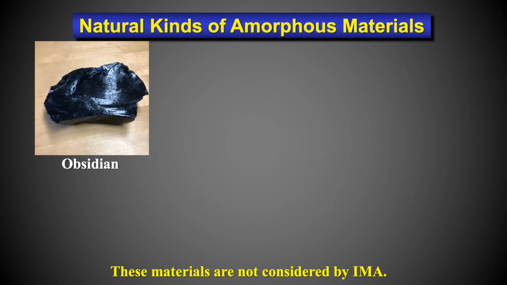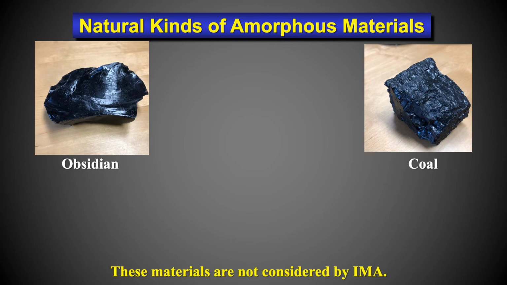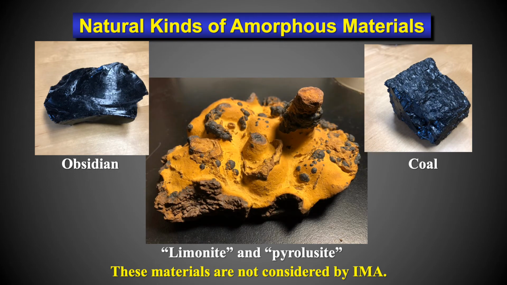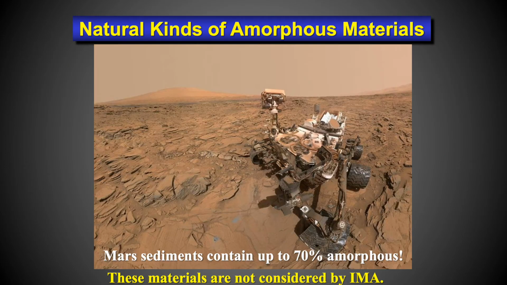And finally, amorphous materials like obsidian and coal, limonite, pyrolusite, these don't have a clearly defined structure or even a composition in some cases, but they're really important. Think about Mars. Curiosity has found some Mars sediments with more than 70% amorphous materials. You can't understand the evolution of Mars without understanding these materials.